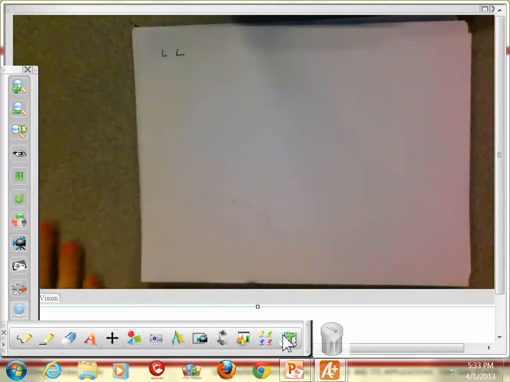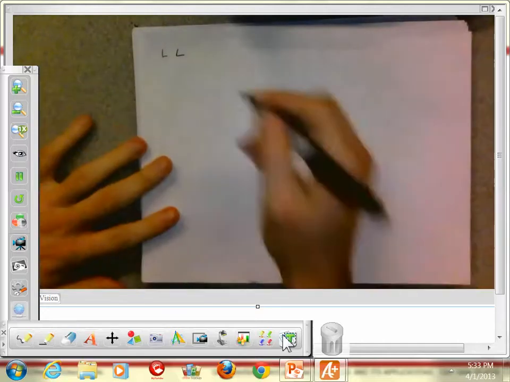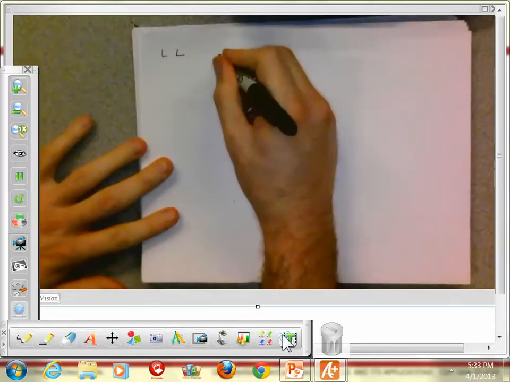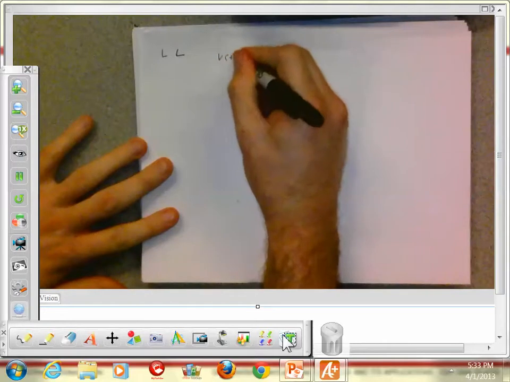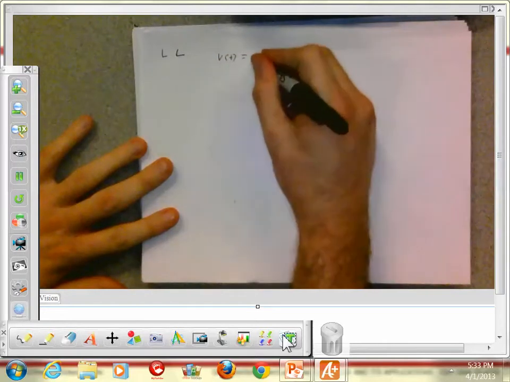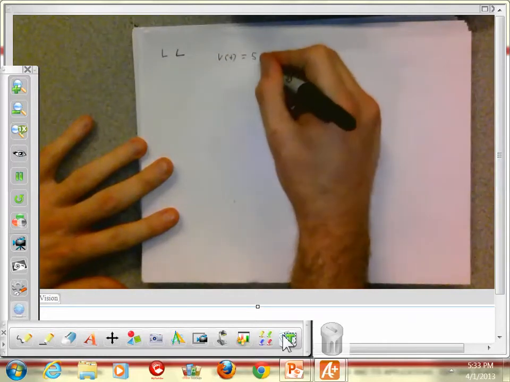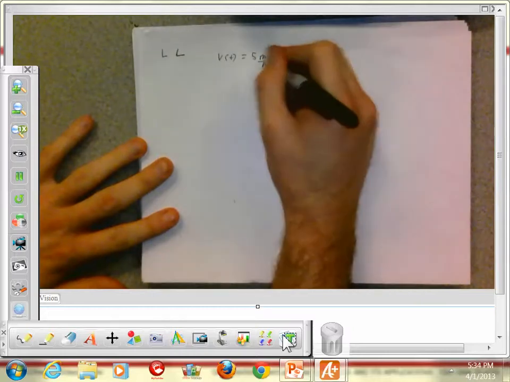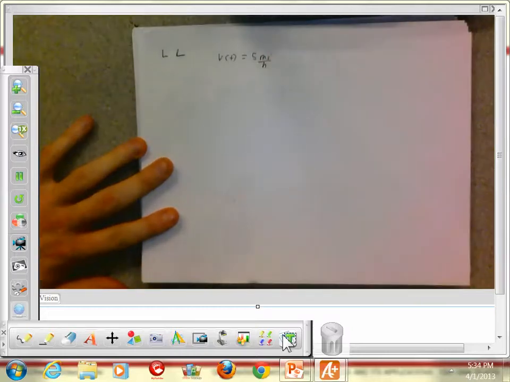Okay. Before we go and do this problem, suppose we had a constant function, v of t equal to 5 miles per hour. Can everyone read that okay? Suppose we had a constant function here. So the velocity is we're going 5 miles every hour.